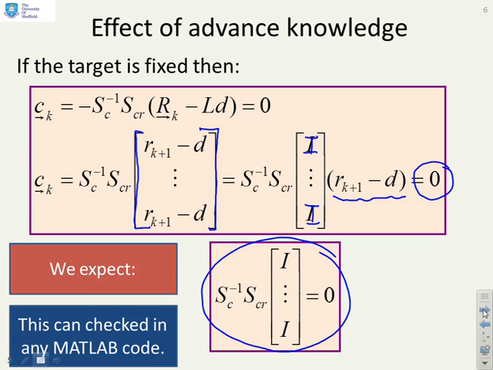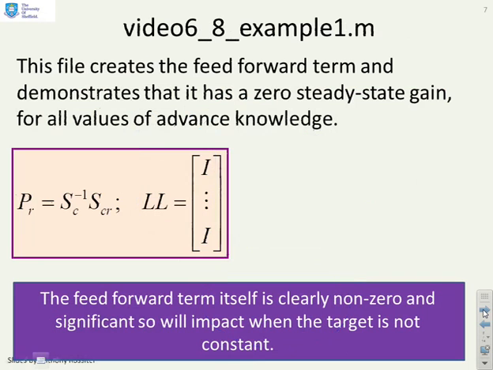Now, why is that important? We can check this in MATLAB, and if your code does not give this, then you've got a mistake in your code. So let's look at this. We've got first example video 6.8 example 1, and what this file does is it creates the feed forward term PR, which is defined here as SC inverse times SCR.